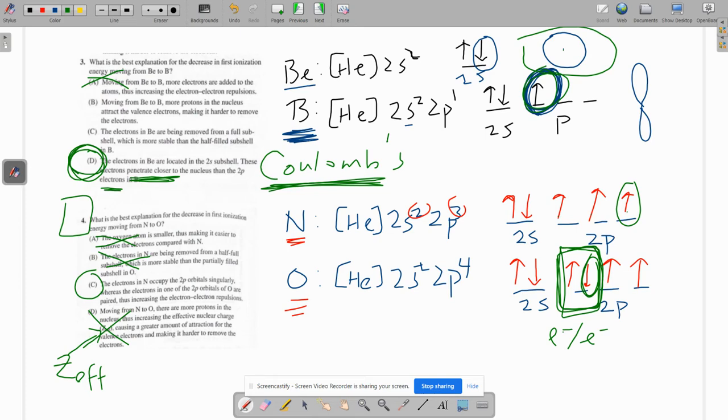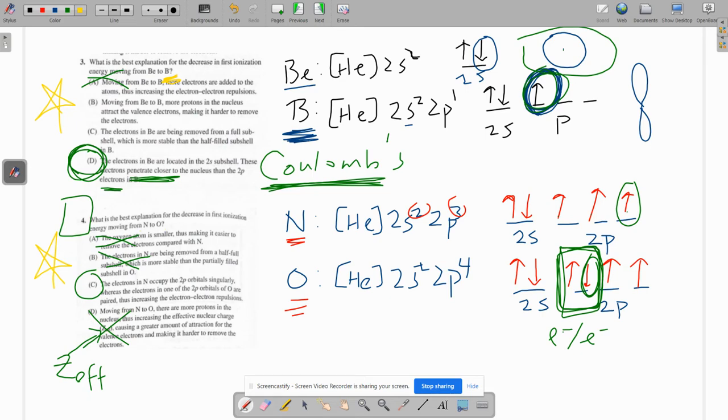So I would say these are basically the two big exceptions that we talked about with the trends, and you want to know them. And keep in mind that it's for the family where boron is, but it also could be applied to anybody in the entire family, the entire column. So like aluminum, gallium down the line.